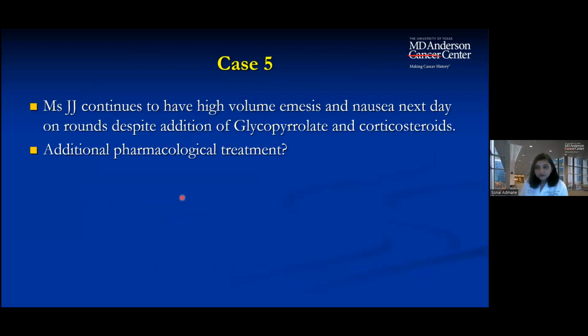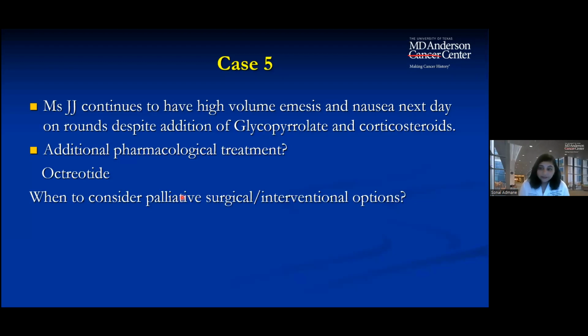So you start her on all these medications, but she still continues to have nausea and vomiting, and now she's really having high volume emesis. So what is the next pharmacological treatment that you will consider? So the next treatment, as some people pointed out, is octreotide. And then really the question at this time becomes, when do you consider palliative surgical or GI interventions?